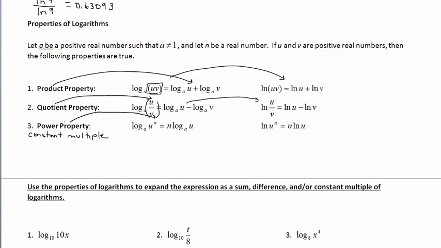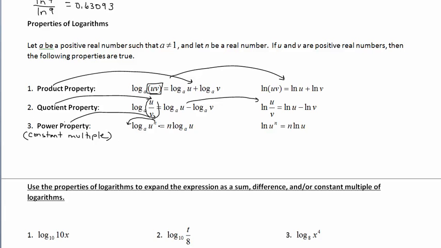Okay, notice the structure of what's going on here. You have log base A of U, some expression with an exponent on it. The property says that this log expression would be equivalent to taking this exponent n and just moving it in front as a constant multiplier, hence the constant multiple phrase.